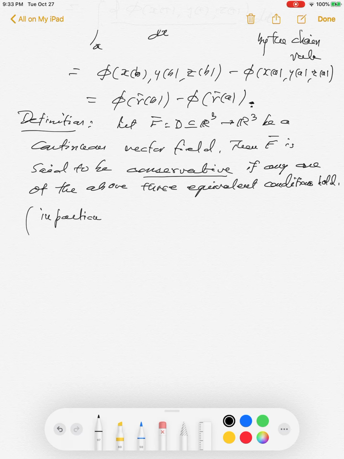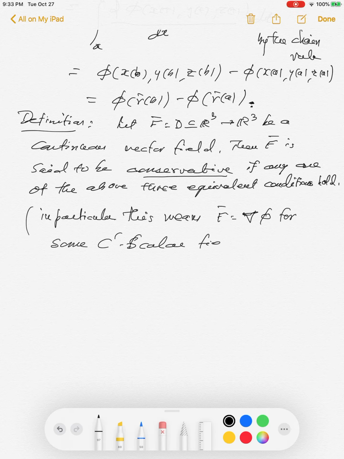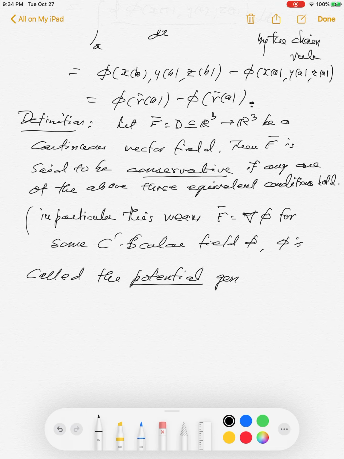So in particular, maybe in physics class you take the following as the definition. In particular, this means F bar is the gradient of phi for some C1 function, C1 scalar field phi. And as I said before, phi is called, in physics terminology, the potential generating the force field F. Potential generating F.